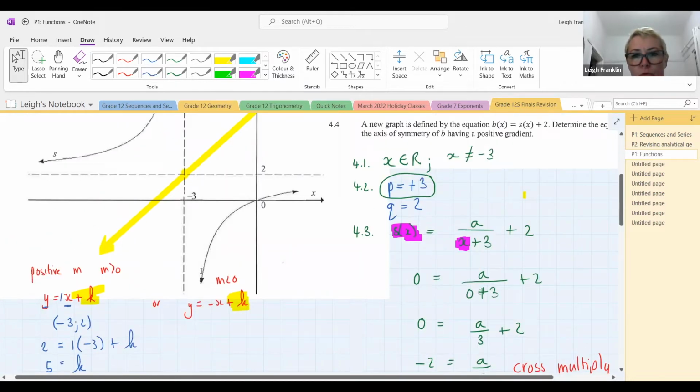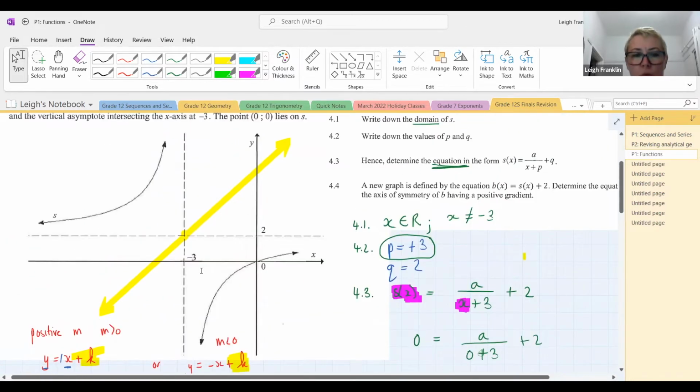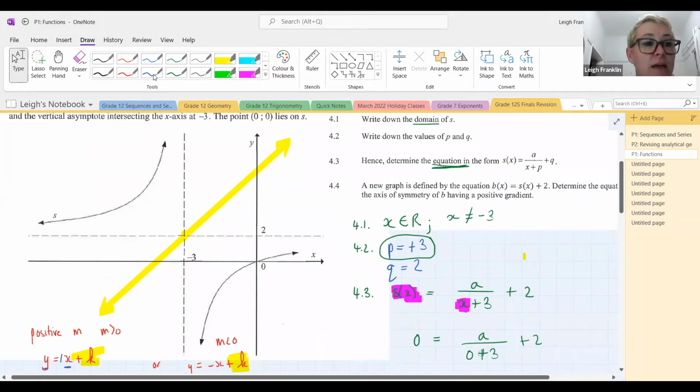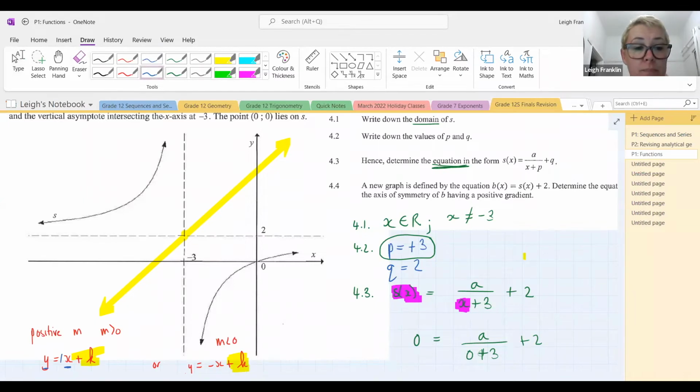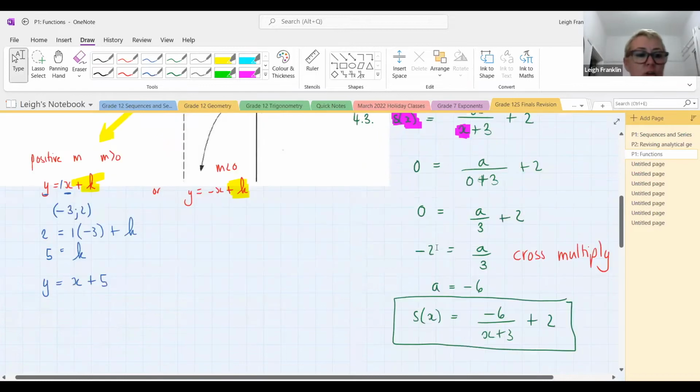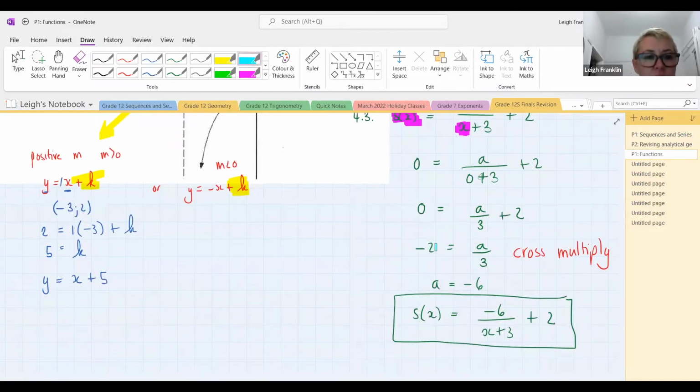All right, does that make sense to everybody? Oh, but what did I not do? Hang on a second. Sorry, that would be for the equation of the axis of symmetry as it is at the moment, but that's not what the question said, sorry. So here the question said if b of x equals s of x plus 2, then determine the equation of the axis of symmetry, all right? So this would be the equation of the axis of symmetry of the graph as it is now.